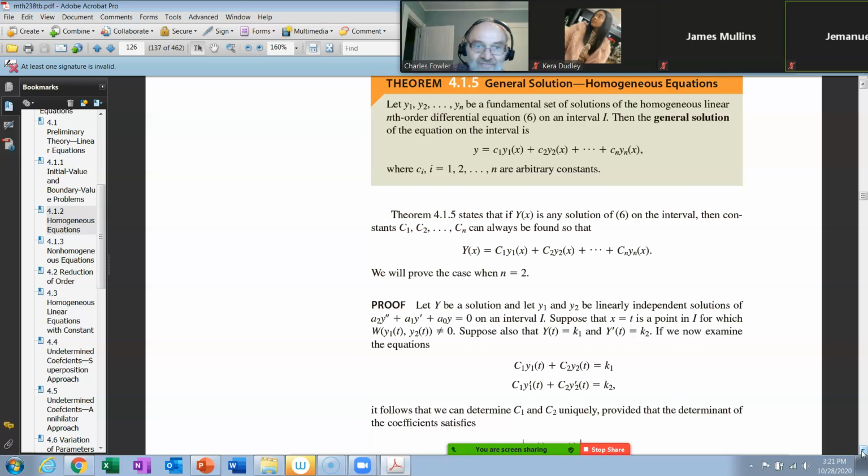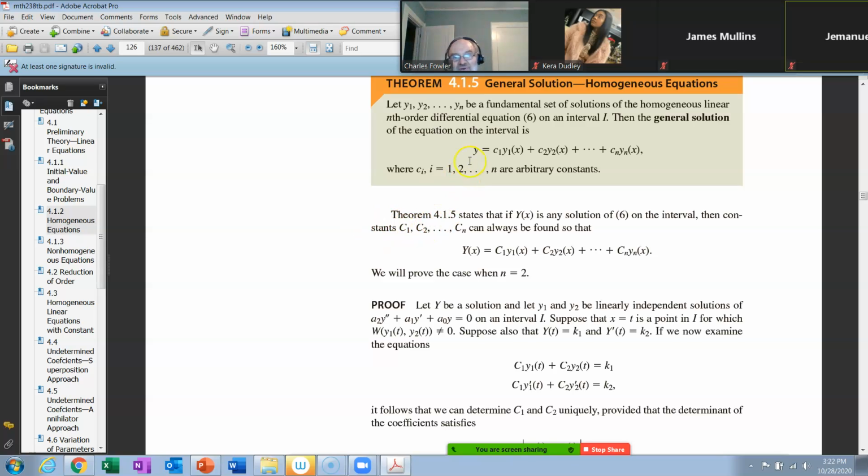Theorem 4.1.5. If you have those n solutions, y sub 1, y sub 2, y sub 3, all the way up to y sub n, and they are a fundamental set of solutions for the homogeneous linear nth order differential equation 6, on that interval I, then the general solution of that equation on that interval is y equal to C1 y1 of x plus C2 y2 of x plus C3 y3 of x, all the way up to Cn yn of x, where the C1, C2, and all these are arbitrary constants, not all equal to 0 generally.